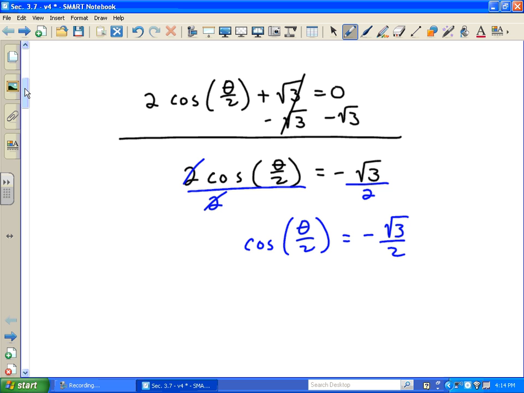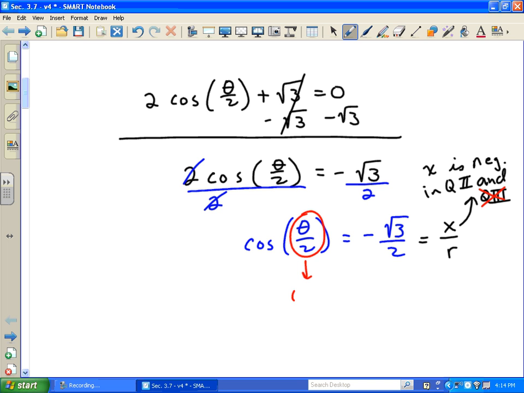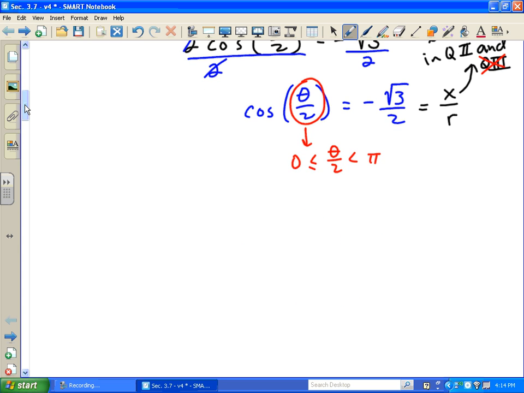Cosine is equal to the value x over r. In this case, we see that the x is negative. X is negative in which quadrants? X is negative in quadrants 2 and 3. Well, from what we said above, we need to mark out quadrant 3 because we're looking actually for this particular angle between 0 and pi. So we don't want to consider quadrant 3. So draw our picture.